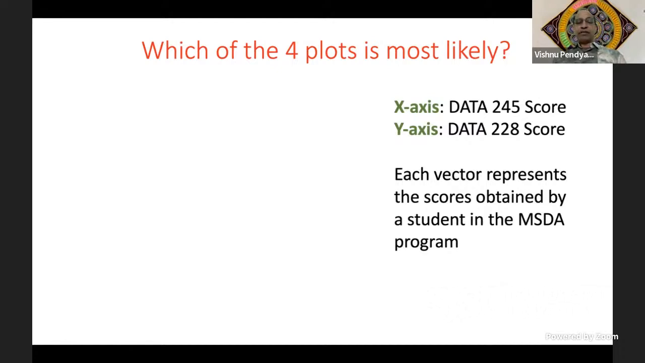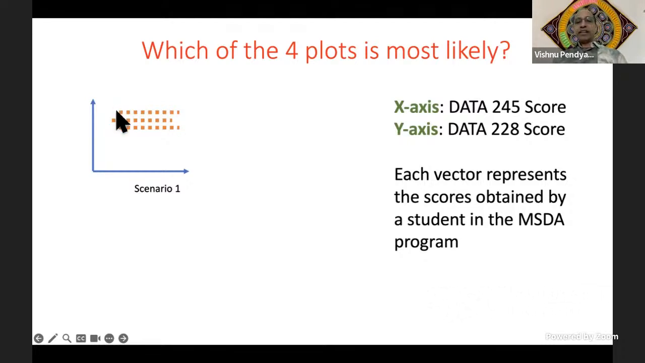So let us understand how we can do this. To introduce that, I want to give you an example. I will show you 4 plots. The x-axis contains the scores obtained in a course. Last semester I taught these 2 courses. There are 245, which is machine learning, and there are 228, which is big data. The x-axis is machine learning course scores obtained by a student, and the y-axis is 228 scores. Each of these dots is a student. So the student obtained some score in 245 and some other score in 228.